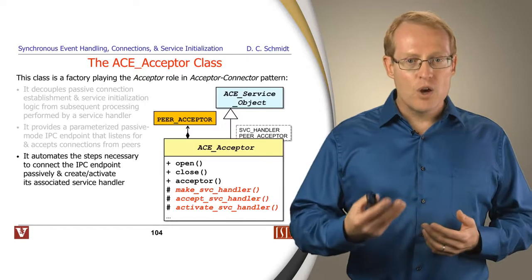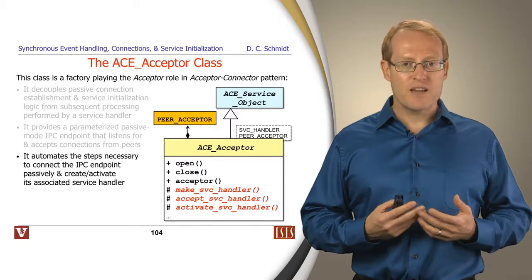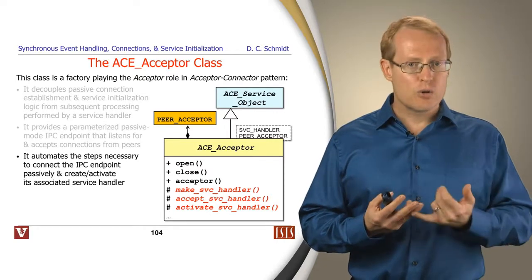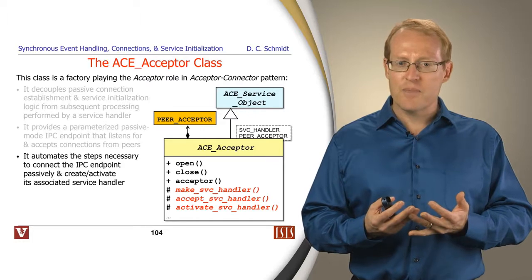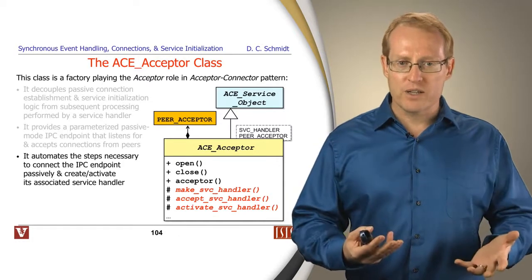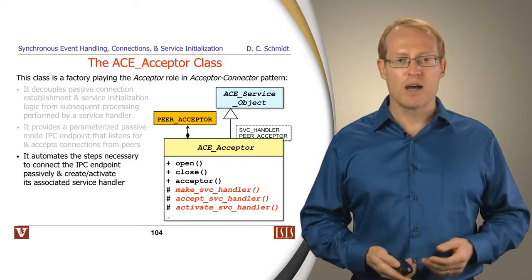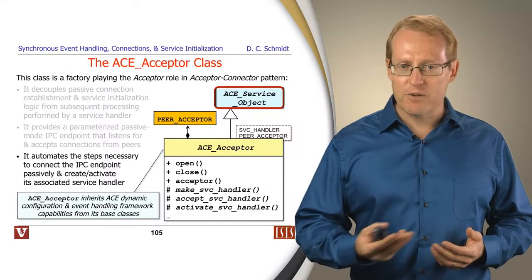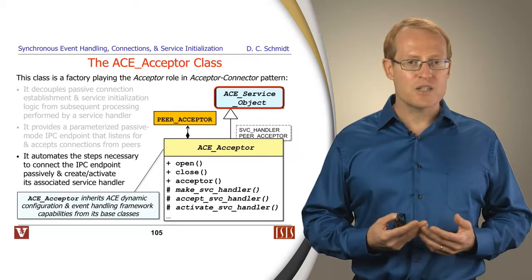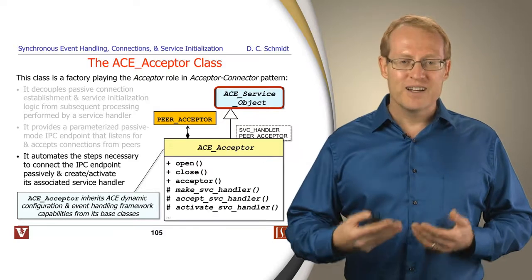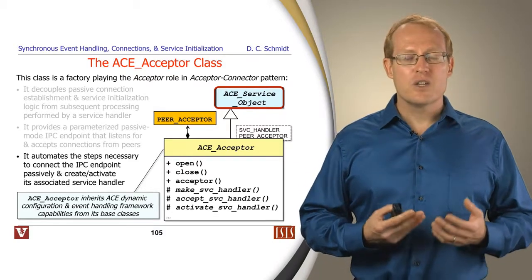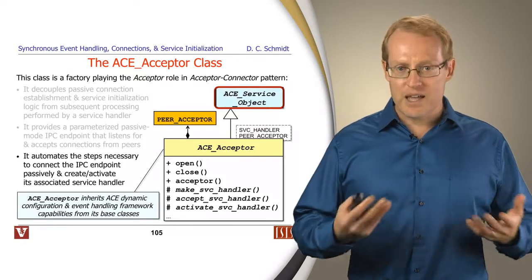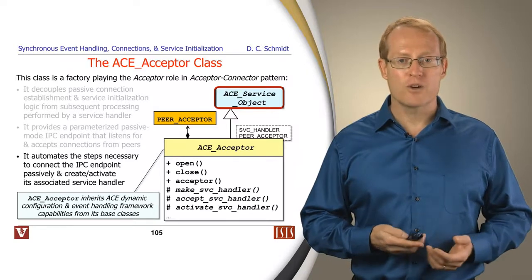There's also a number of hook methods it defines using the Gang of Four template method pattern in order to be able to automate certain steps that are used to create service handlers, accept connections into them, and then activate them to run with the appropriate type of concurrency or reactive processing model, which we'll look at. By inheriting from various parts of ACE, for example from the ACE service object class, which itself inherits from ACE Reactor, and it's the ACE event handler class, you can use these acceptors with reactors. You can link them in dynamically. There's lots of things you get as part of the framework that you don't have to worry about writing yourself.